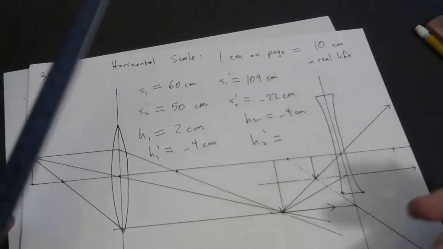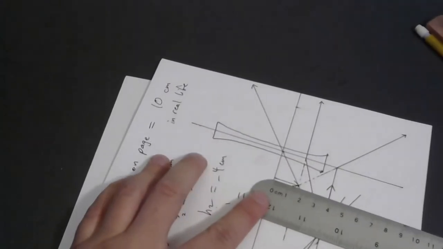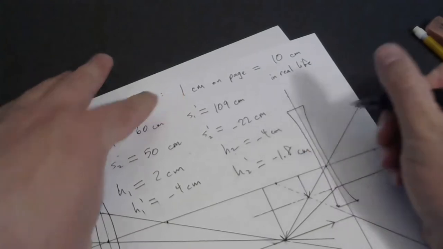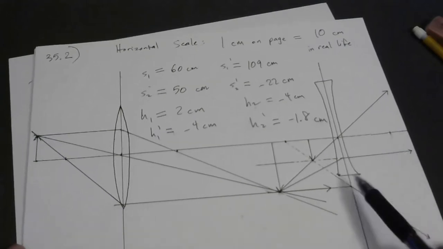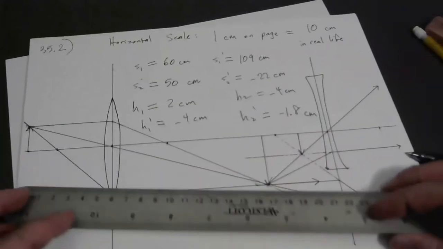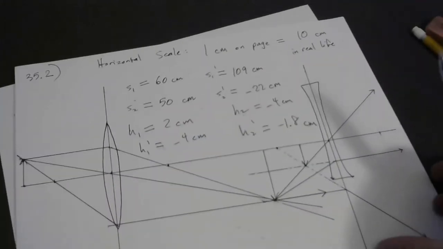H2 prime, what's the image height for the diverging lens, the second lens? That looks to be 1.8 thereabouts. So I'm going to call that -1.8 centimeters. And I already suspect that that's not going to match up with what we get from the thin lens equation. But remember, they don't have to match perfectly. There's error introduced by the finite thickness of your pen, the fact that you're not really using a protractor to get these parallel lines, etc. Okay, let's now use the thin lens equation.